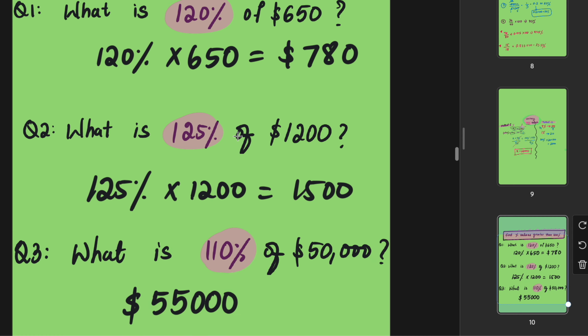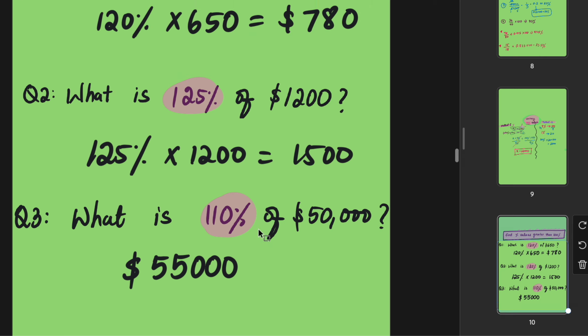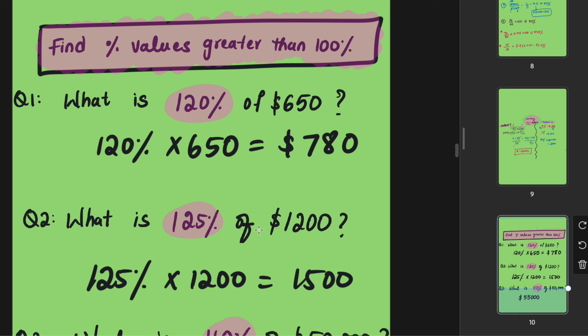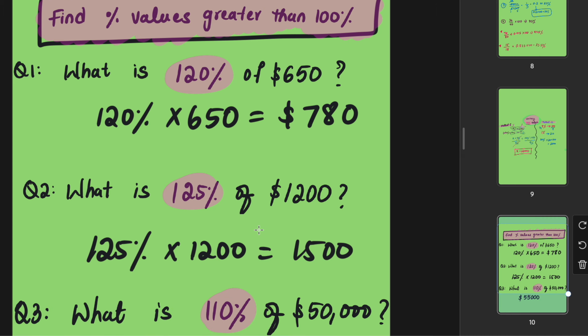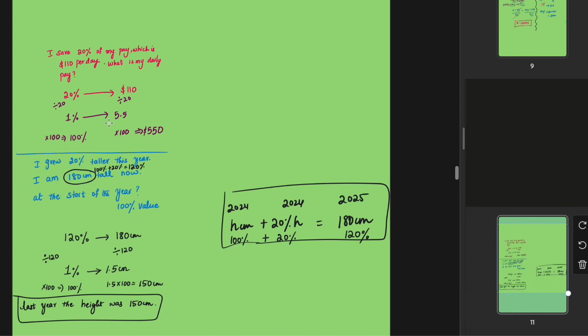So what is 125% of 1200? So the same technique is applicable. So this slide, I just wanted to show you that percentages can be greater than 100%, and you would do the same math calculations as you would have done for numbers that are below 100. Okay, here comes our first example.